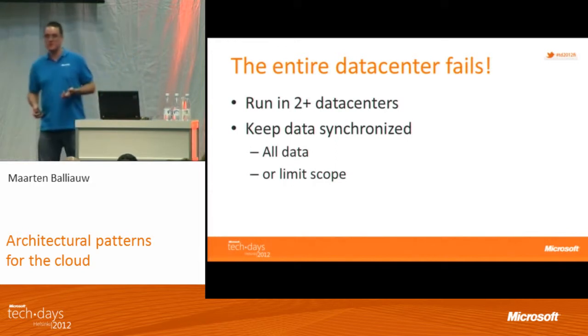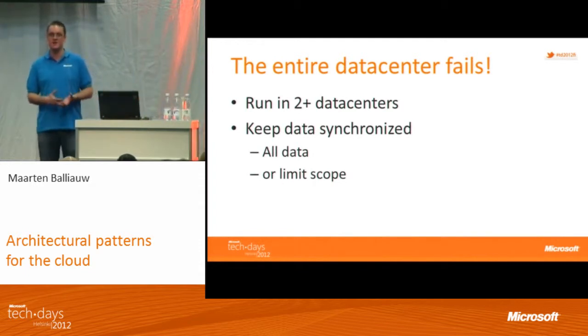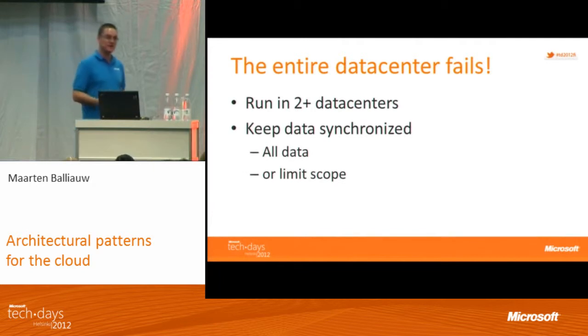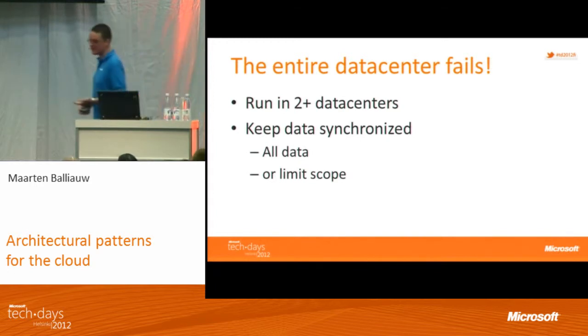Windows Azure also has problems. Last week, they also had a small outage in one of their data centers. It can happen. Cloud is built for failure. They try to cope with as many failures as possible, but it can still happen. So make sure you do something about it. Make sure your application can survive situations where the entire data center crashes. Run on multiple data centers and keep your data synchronized.